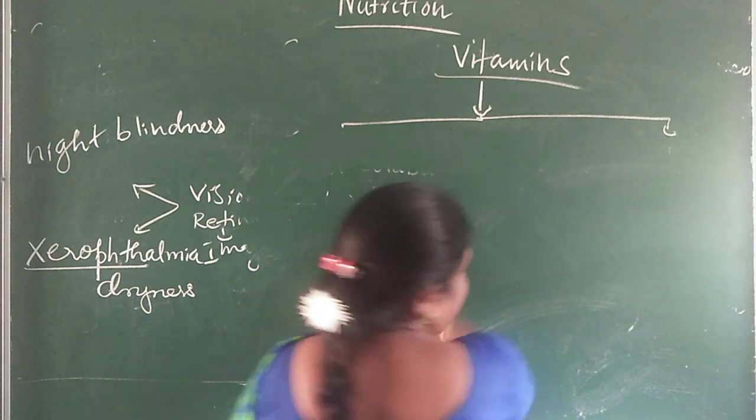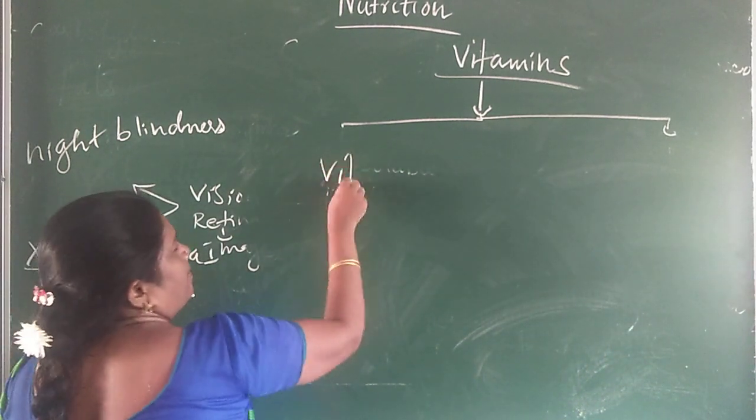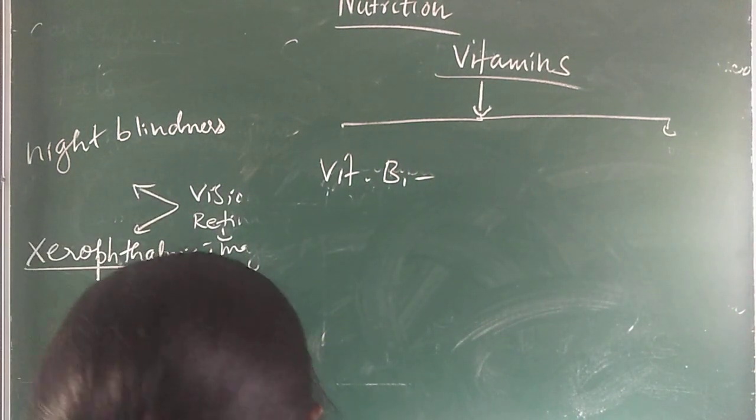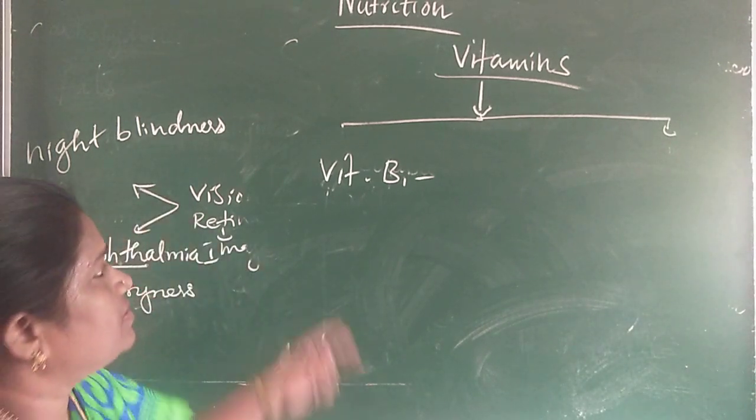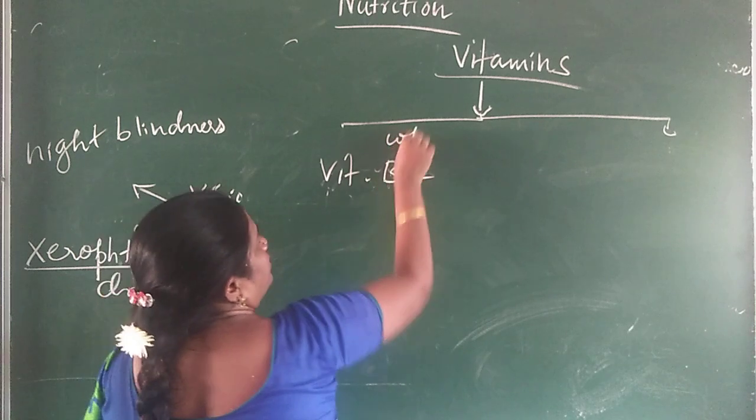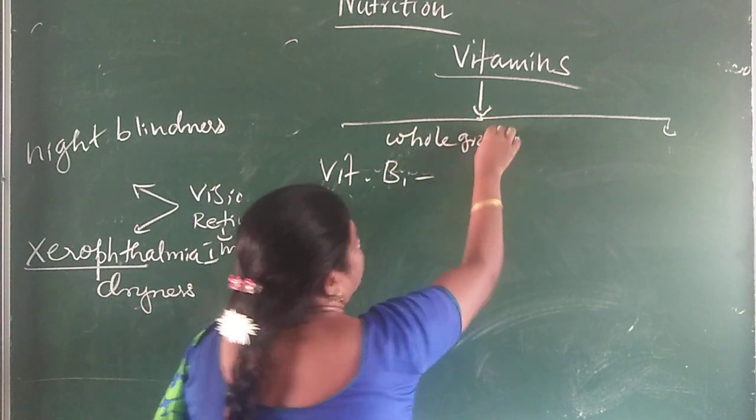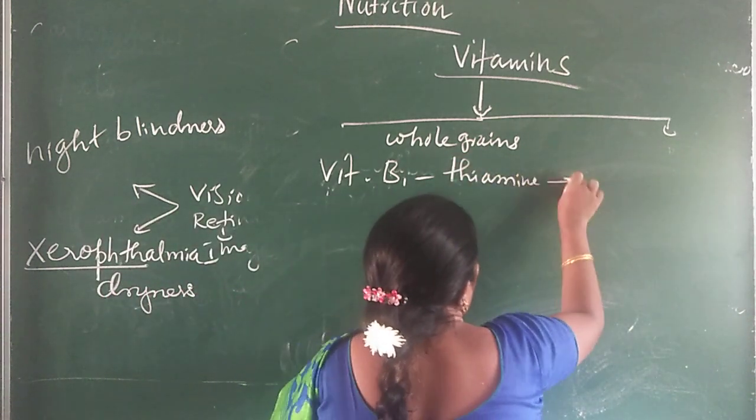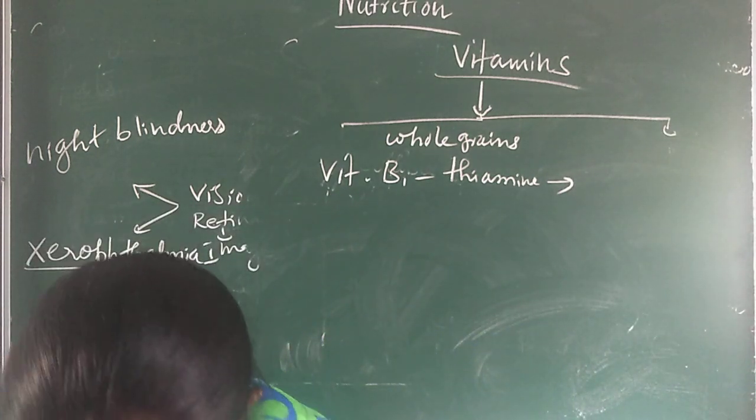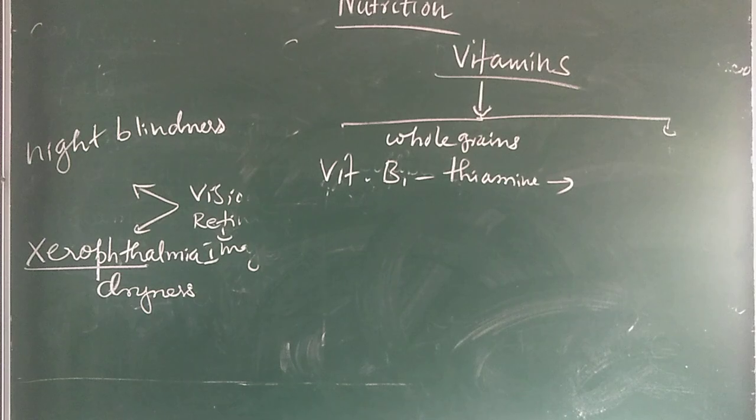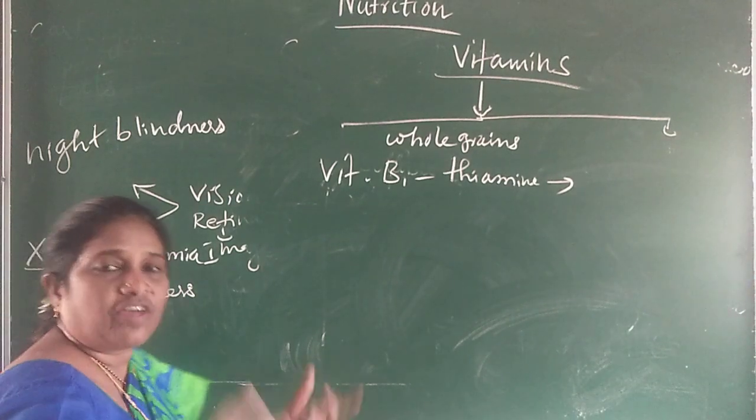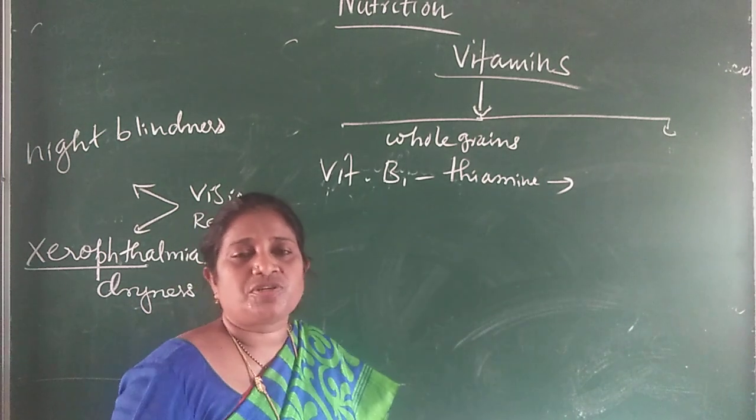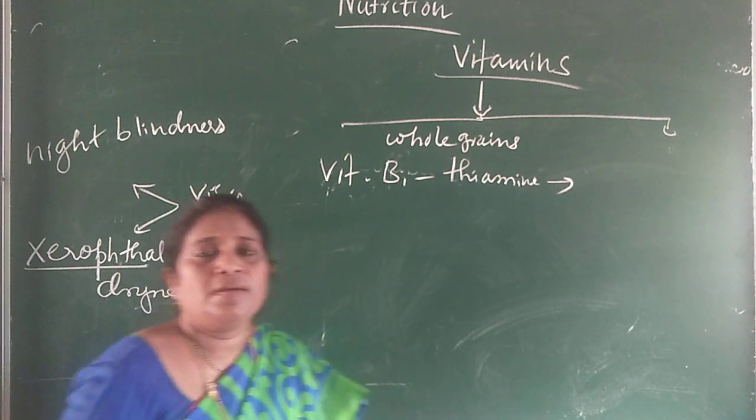Children, we are not going to do all the vitamins, only important vitamins like vitamin B1, which is called thiamine. Most of the B complex vitamins are found in whole grains. B1 is called thiamine, which plays an important role in your digestion. It improves your appetite and helps in absorption of food, so overall growth of the body.